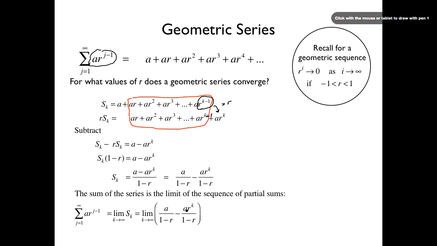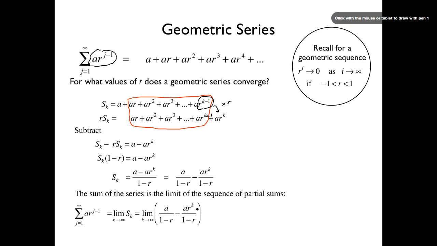So look what we have. We have r to the k. What is that? That's just the geometric sequence, right? When does r to the k converge? When r is between -1 and 1. If r is not between -1 and 1, this thing blows up, right? It will get really big. So if r stays between -1 and 1, according to our geometric sequence, then this fraction will converge to 0. And when this converges to 0, this limit is a over 1 minus r.